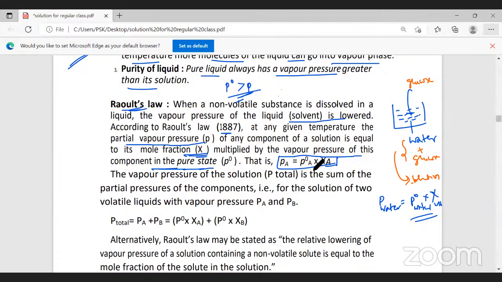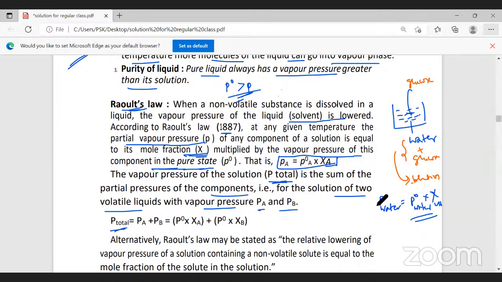That's called Raoult's law. The vapor pressure of the solution, the total vapor pressure, is the sum of the partial pressures of the components. That is, for a solution of two volatile liquids, the vapor pressures are PA and PB. So total pressure will be equal to PA plus PB.